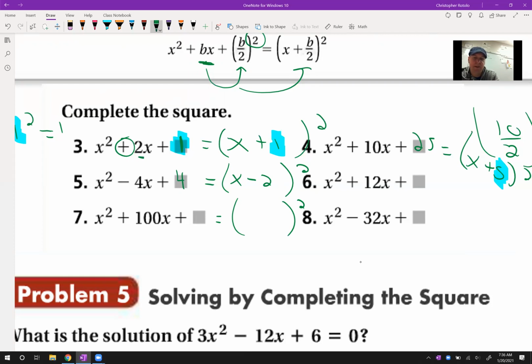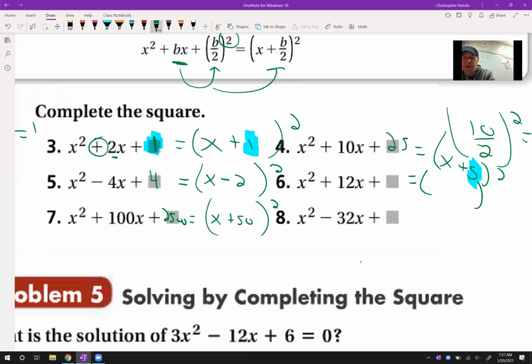Okay, so half of 100 is 50. So now we need 50 squared. So that's 2,500 goes right here. Okay, so you're going to set this up. We got x plus half of 12 is 6, squared is 36. Okay, so x minus half of 32 is 16. 16 squared, 256. Let me just double check here. Yeah, 256.